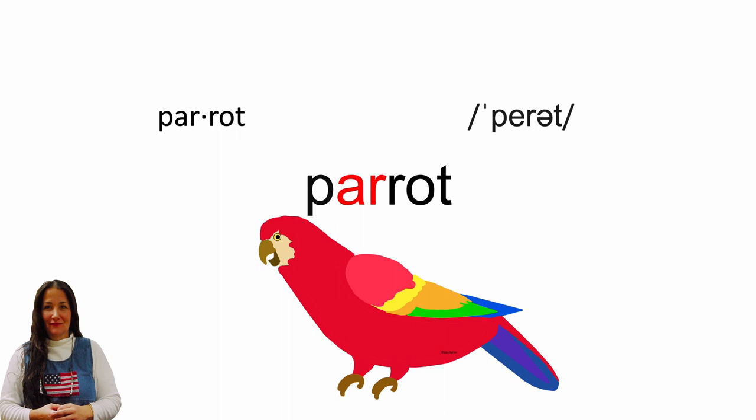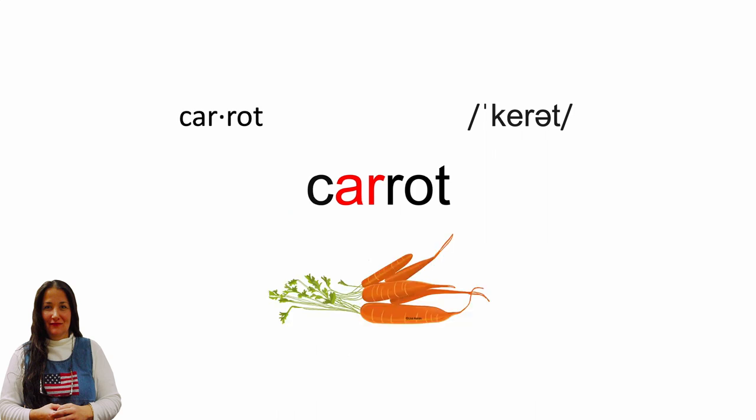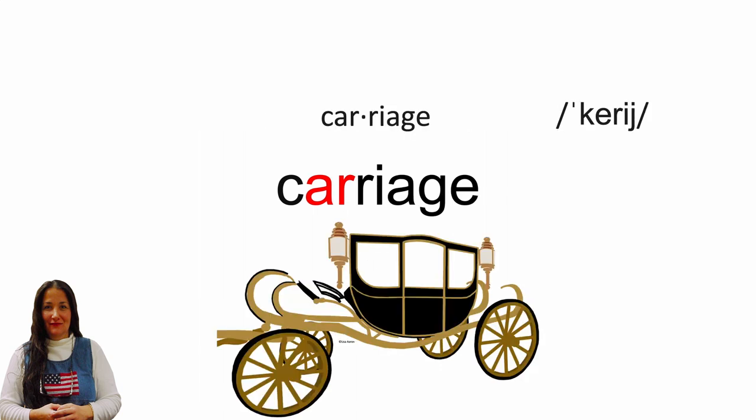Parrot. You see the upside down E? It's an eh sound, not parrot. It's parrot. Carrot. Upside down E again. It's not carrots, it's carrots. Carriage. The G makes a J sound. Notice to the right, you can see phonetically, there's a J. The G becomes a J sound because it's followed by an E. Carriage.